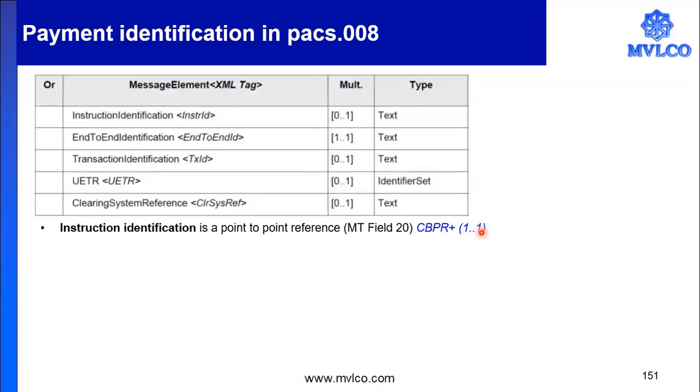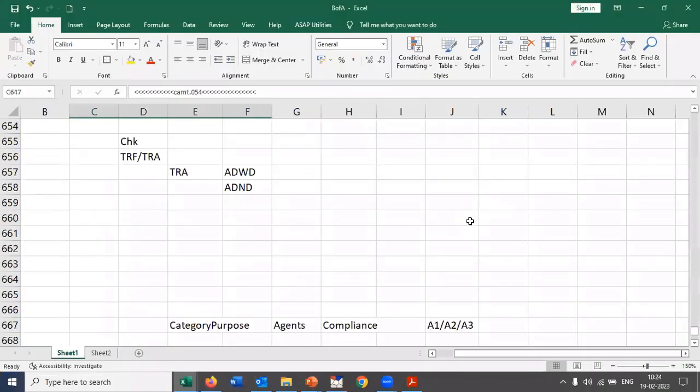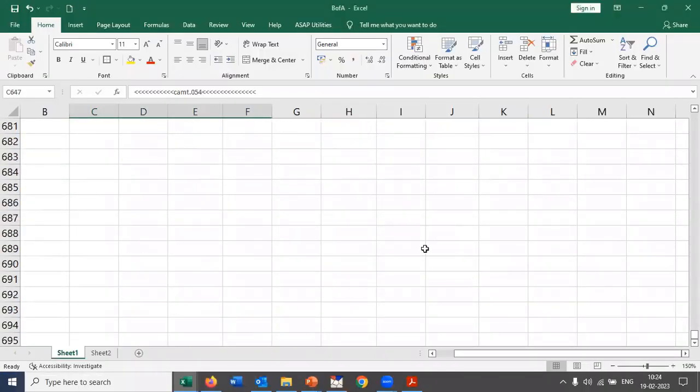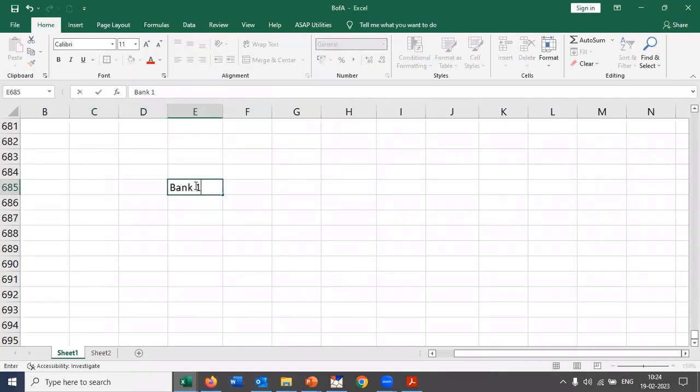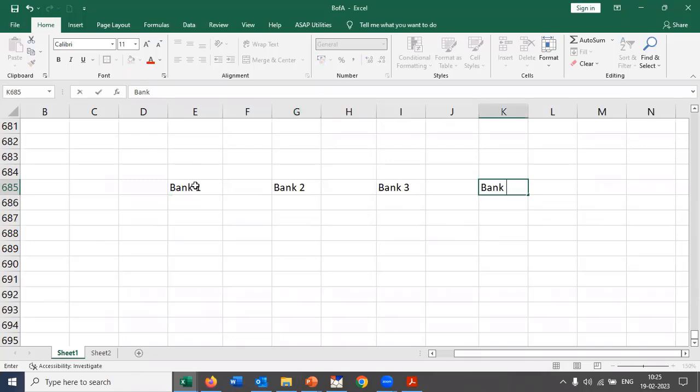Now, when we speak about payment identification, let us first understand another concept. There are two kinds of identifications used, even in the MT category of messages. One is called the point-to-point identification, and the second is called the end-to-end identification. To take an example, there could be banks like, let's say, Bank 1, then Bank 2, Bank 3, and Bank 4. These are the 4 banks in a payment transaction.